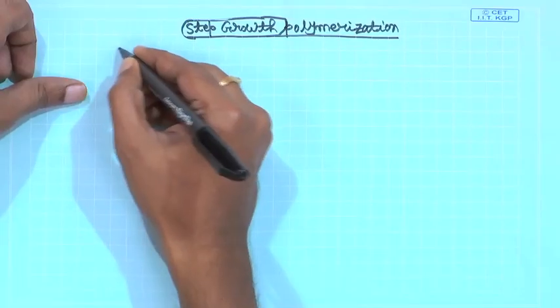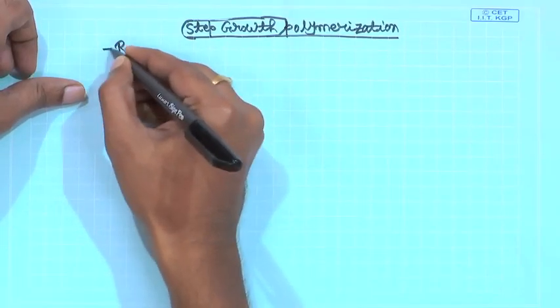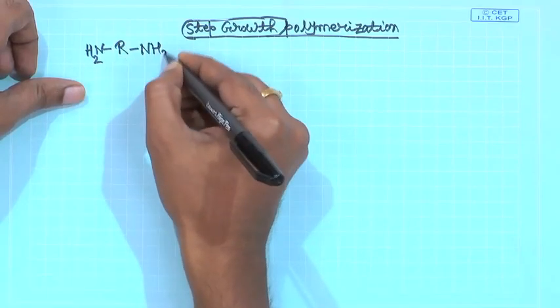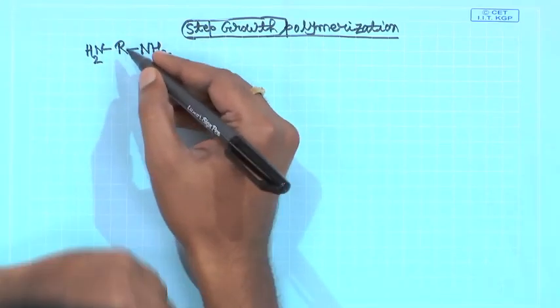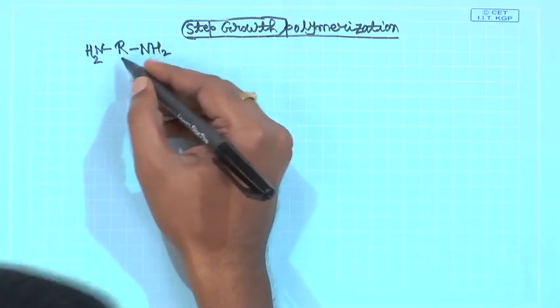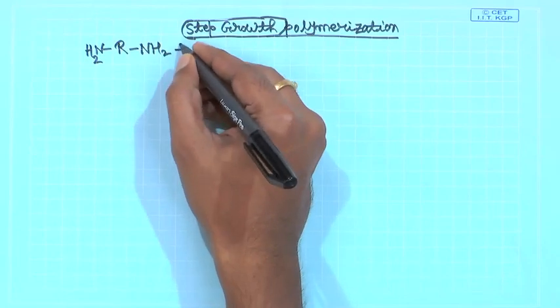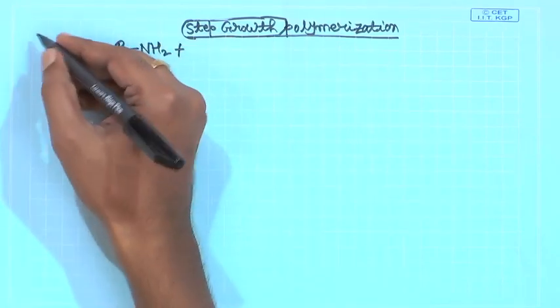So, what do we mean by that? What we can have is, for example, a monomer like this, a diamine. R is some generic term, it may be an alkyl group or a long alkyl chain, maybe some aromatic units or whatever. And let us say we are trying to create a polyamide.